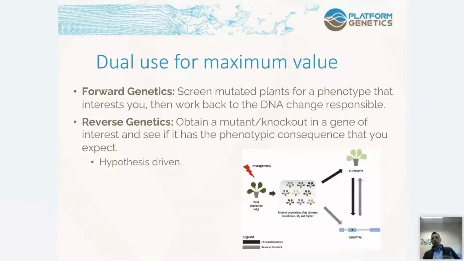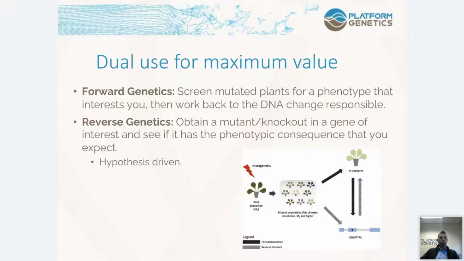One of the nice things about building populations with random mutagenesis is that they're dual use. You can use them for forward or reverse genetics. In forward genetics, you're typically screening mutated plants for a phenotype that interests you, and then working backwards to figure out the DNA change responsible. In reverse genetics, typically you obtain a mutant or a knockout in a gene of interest and see if it has the phenotypic consequence that you expect. So this is more of a hypothesis-driven approach.